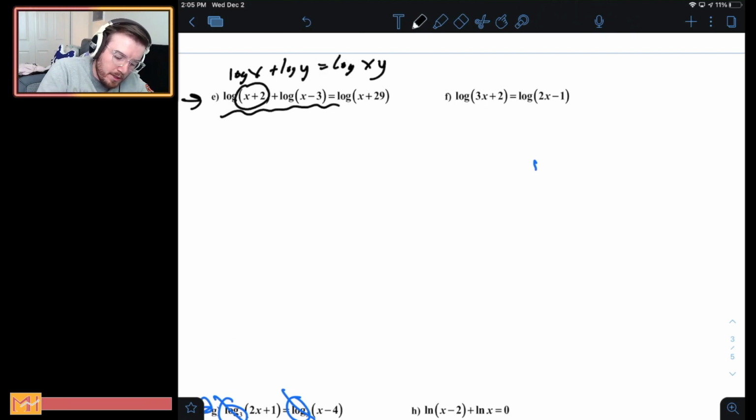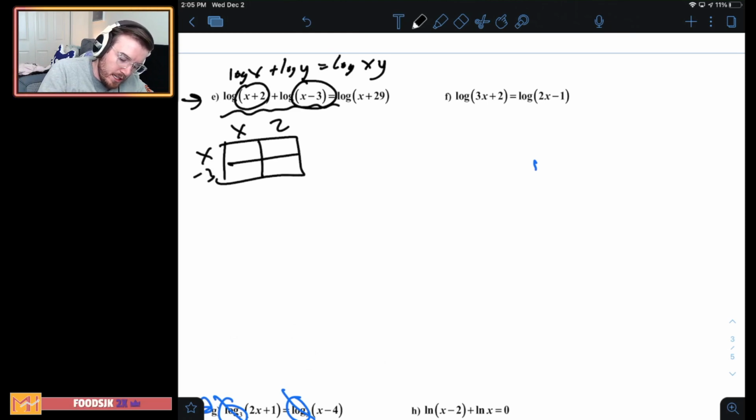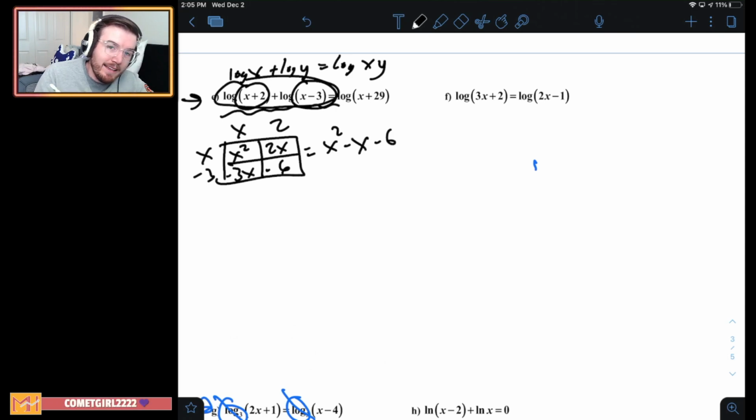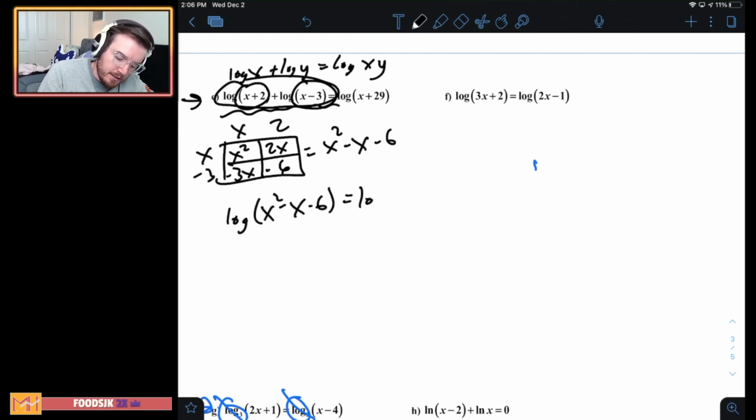So let's multiply these two guys together. Be careful. Let's do our little box technique. X plus 2 times x minus 3. X squared, 2x, negative 3x, and negative 6. That comes out to be x squared minus x minus 6. So I can combine these logarithms to form this equation right here.